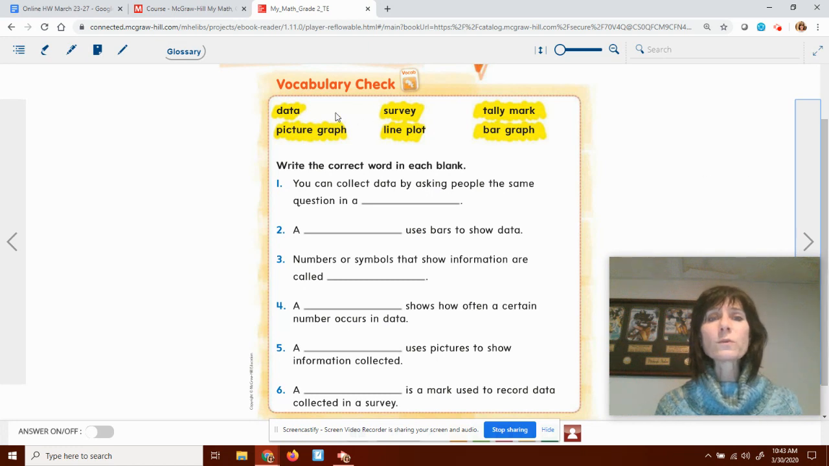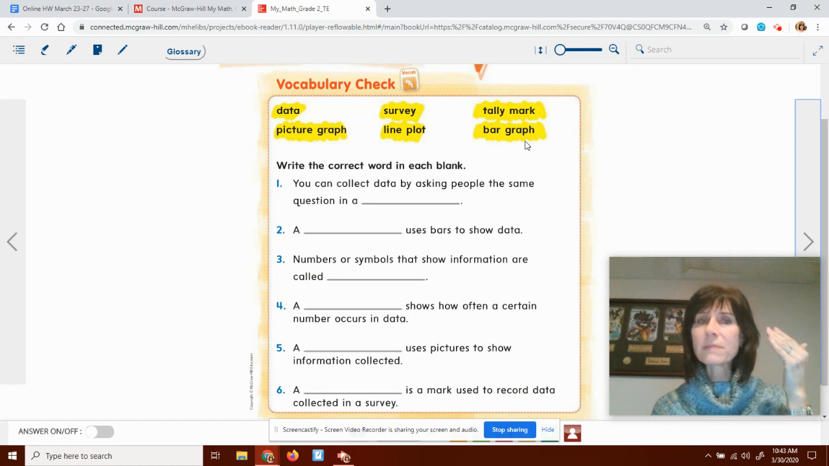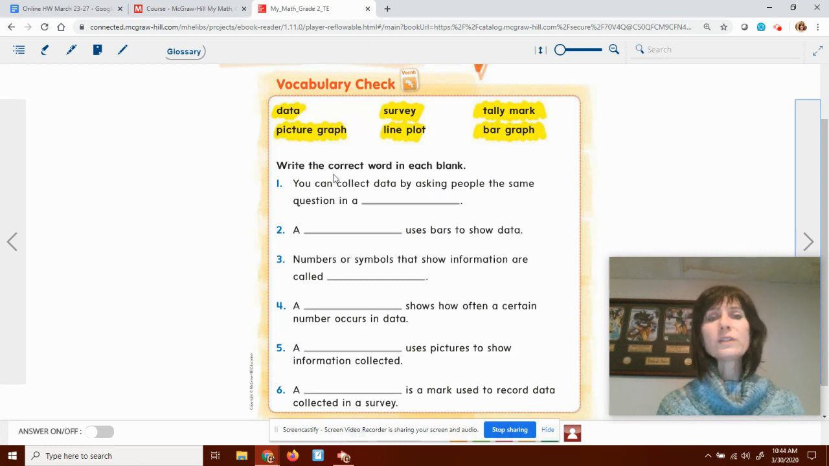We're going to start with these words that are highlighted in yellow: data, survey, tally mark, picture graph, line plot, bar graph. As soon as you heard the words, I'm sure you had a mental image of what each of those words mean. Let's start with number 1. You can collect data by asking people the same question in what would I be asking? Which one of these words work the best?